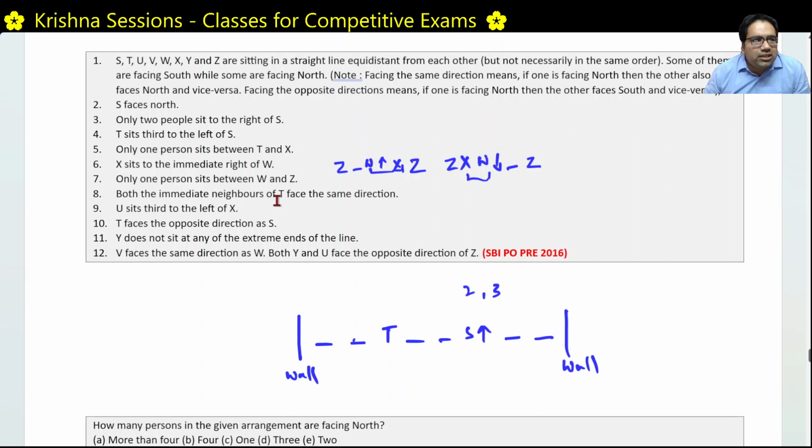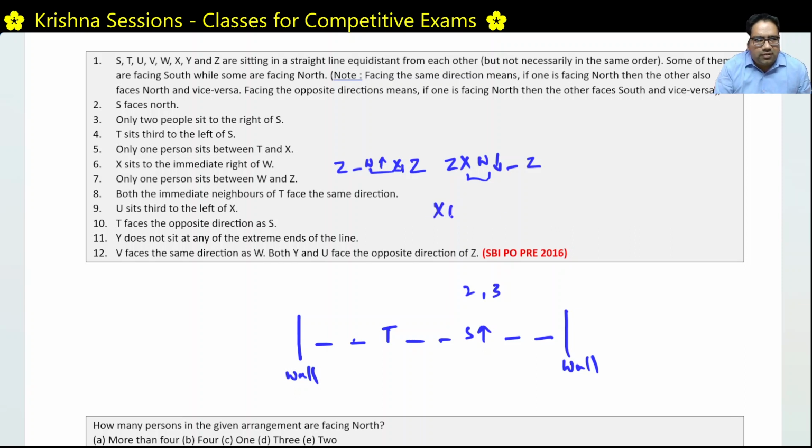Both the immediate neighbors of T face the same direction. That means this guy and this guy are both either facing north or both facing south. Okay. U sits third to the left of X. U sits third to the left of X. What does that mean?